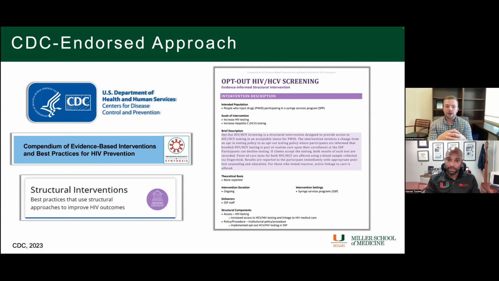Now, for testing, we're very fortunate to have CDC reach out to us around opt-out testing. They officially endorsed opt-out testing in the SSP context back in February of 2023. This became best practice, included in the compendium of evidence-based interventions and best practices for HIV prevention. It has been labeled as an evidence-informed structural intervention. It is the only one in the SSP context, and it's the only one endorsed for people who inject drugs. So really, this is our best available evidence, best available strategy that we have to increase access to HIV and hepatitis C testing and ultimately linkage to care for our population.